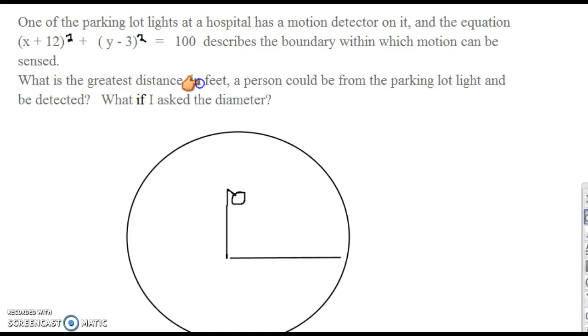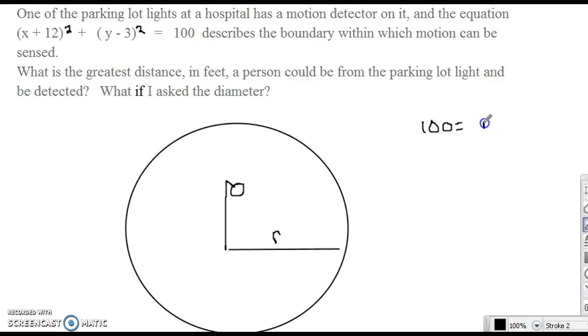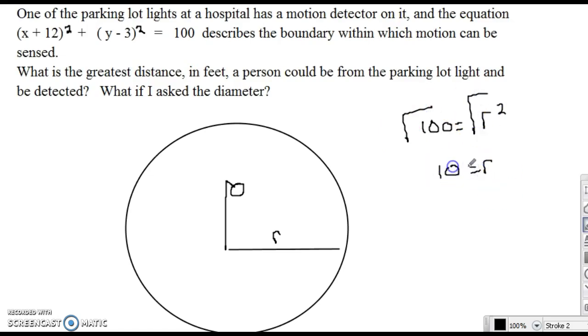Okay, so for this greatest distance in feet, I just drew a simple little picture here. Hopefully you can see it okay. If this is my parking lot light here, and it's got a motion detector that detects all the way around, our distance in feet that you could be and still be detected is going to be the same as our radius. So they're basically asking you for the radius of this equation. And so remember that 100 is equal to the radius squared. So I'm going to take the square root, and so my radius is going to be 10.